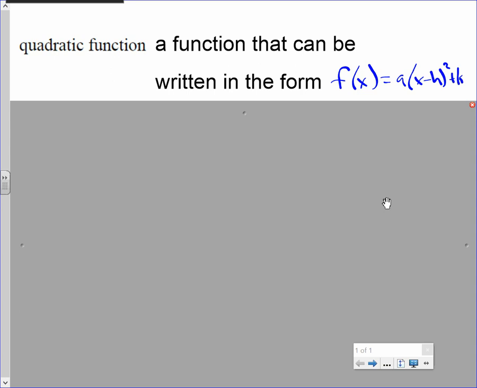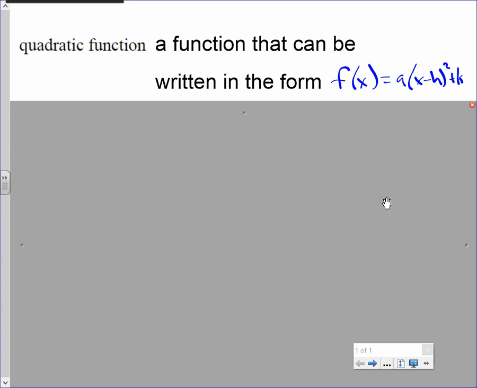A function that can be written in the form f of x equals a times the quantity x minus h squared plus k. That should ring a bell right now in your memory when you see the letters h and k. Remember, horizontal movement, vertical movement. A values, those are stretches and such. So that should come back to mind right now.